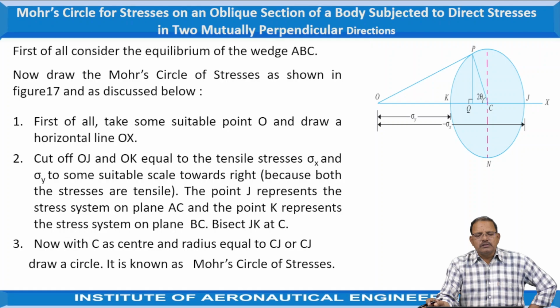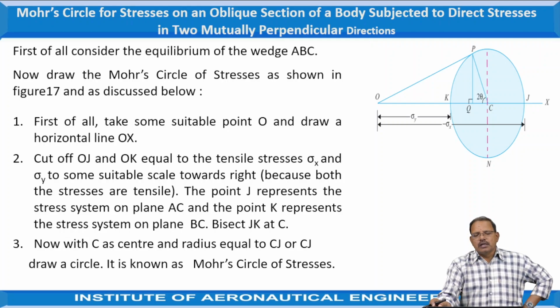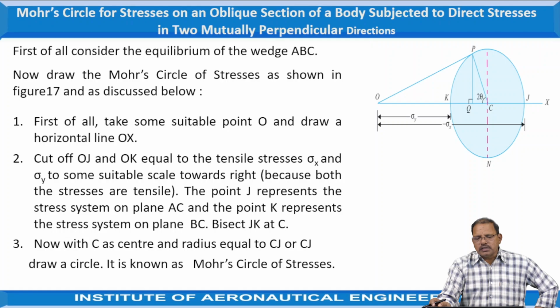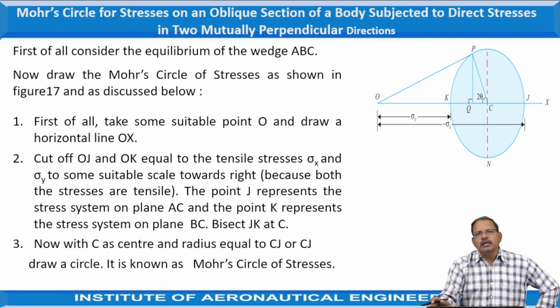Now, first of all, we have to consider the equilibrium of the wedge. For this, just draw the circle by using a suitable scale. Here in the given problem, sigma x and sigma y, representing the stresses, are both tensile in nature. Hence, they are taken as positive, that is, they are moving from left toward the right side while representing in the graphical method.